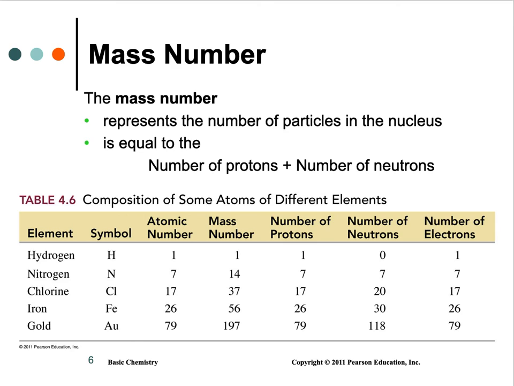So as an example, hydrogen has an atomic number of 1, therefore it has 1 proton. It will also have 1 electron. Now we'll see when we get to mass number that the mass number is going to be the number of protons and neutrons. And so in this case, if it has a mass number of 1 and an atomic number of 1, there must be no neutrons in the case of hydrogen.